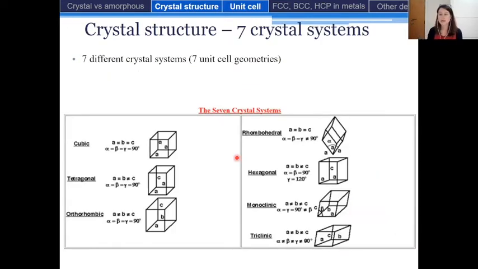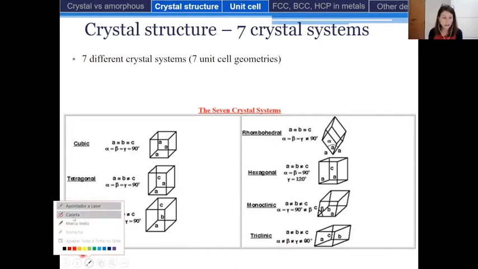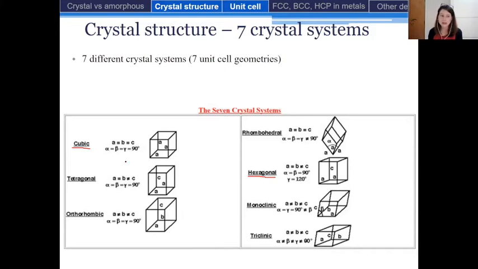And in fact, we will find 7 crystal systems, which means 7 unit cell geometries. So we have the cubic one, tetragonal, orthorhombic, rhombohedral, hexagonal, monoclinic, and triclinic. The ones that will be more important for the class will be the cubic one and the hexagonal one. So in the cubic one, as you can see, the 3 edges have the same dimension, which is A, and A, because it is a cubic geometry.